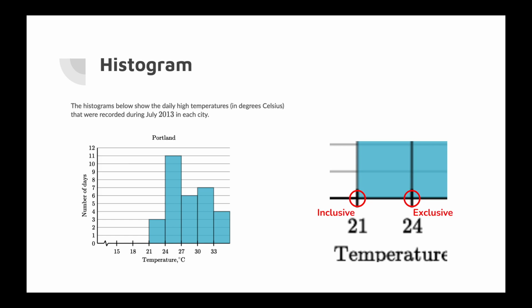On the right, it says the lower bound should be inclusive and the upper bound should be exclusive. So this part here represents that there were 3 days in Portland where the temperature was higher than or equal to 21 degrees Celsius and at the same time lower than 24 degrees Celsius.